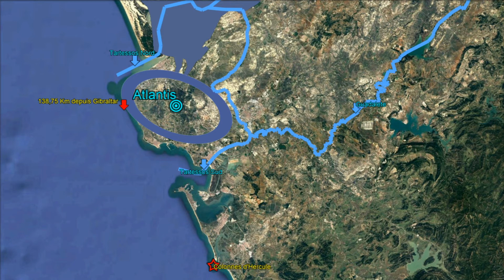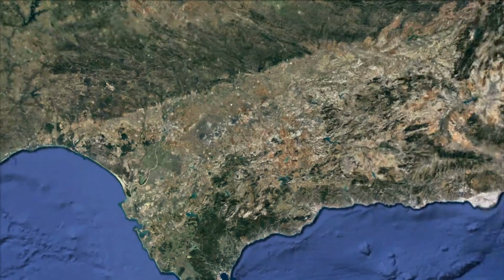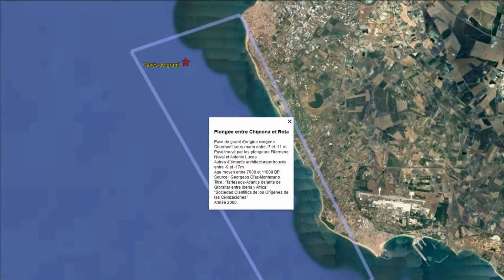Let's start with the Atlantic coasts. We have a document from Professor Díaz Montaño dated 2000. He mentions the discovery of granite cobblestones by divers Filomeno Naval and Antonio Lucas. The granite pavers were discovered at -9 meters deep with more or less 2 m of precision. The depth corresponds to a date of marine progression, the period between -7,000 and -11,000 before Jesus Christ. Granite is geologically absent from the diving area, and the cobblestones are too straight to be the result of erosion.